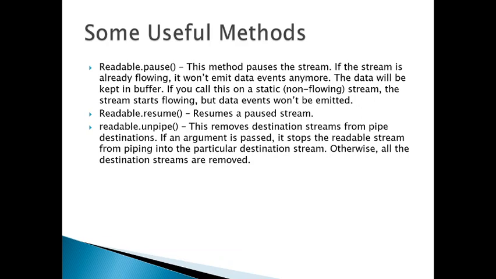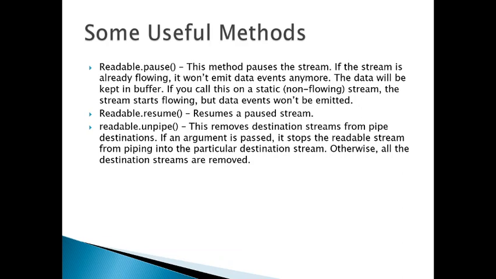Some useful methods: readable.pause, readable.resume, and unpipe if you want to remove any source or destination piping. So these are the three methods. Pause will stop the stream from reading. Resume will resume reading the file, and unpipe will remove the destination stream from the pipe destinations. So these are some useful methods.